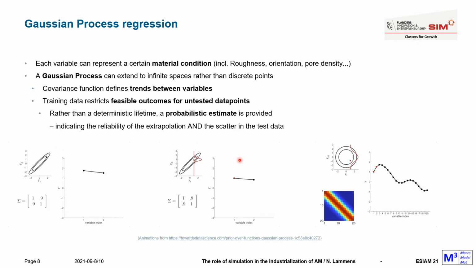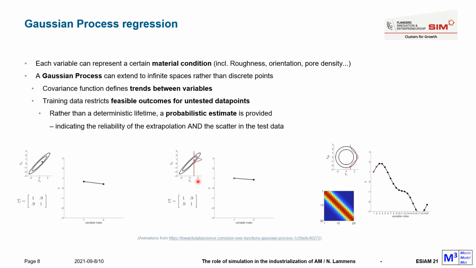The animation on the middle of the screen shows you the same condition as on the left of the screen, except that the value of y1 has now been fixed to be exactly 1. This could, for example, be the case when you tested the material condition y1 and you know the outcome of that condition. What you see in the middle of the screen compared to the left side is that the possible solutions for y2 have now been severely restricted compared to the situation on the left.